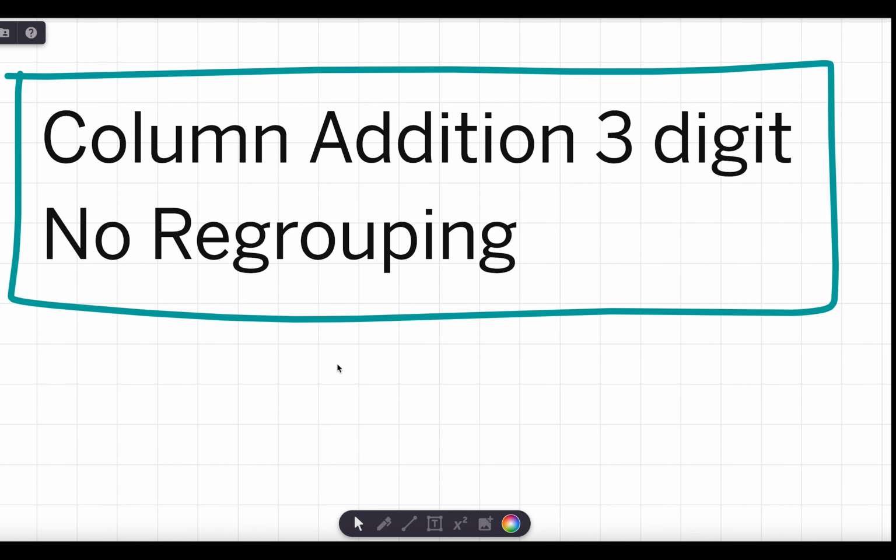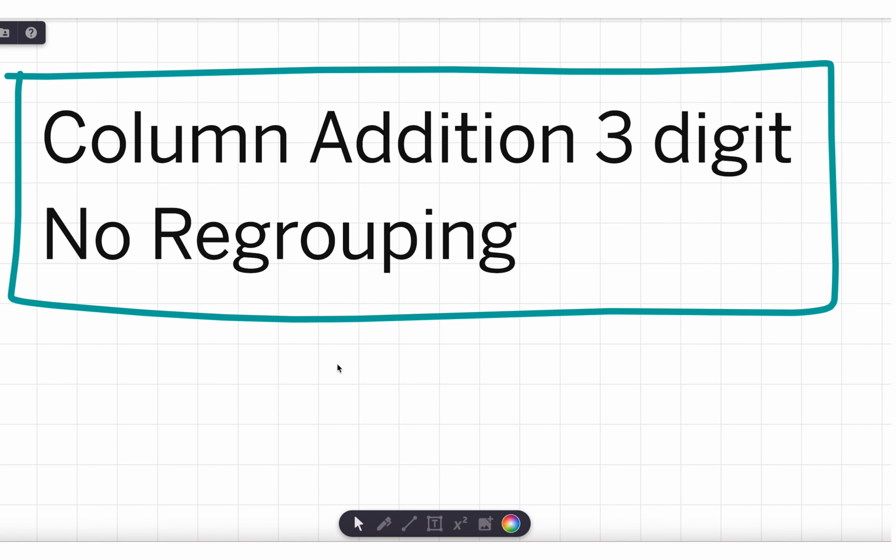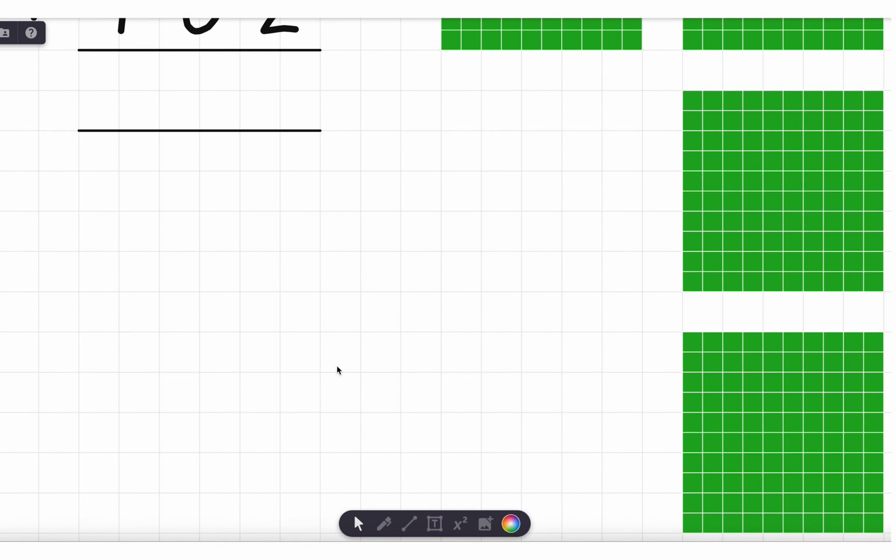We're looking at column addition with 3-digit numbers and no regrouping. So let's get straight into the first question.